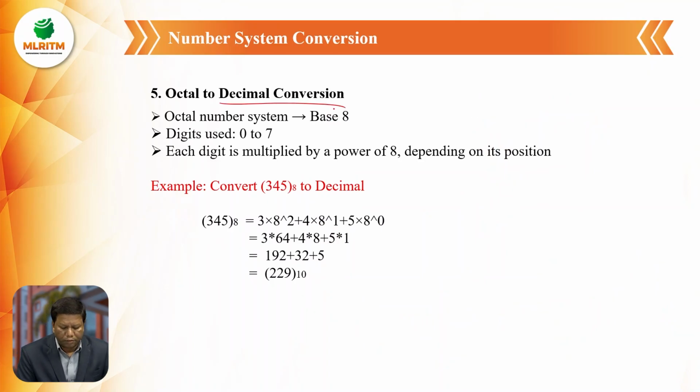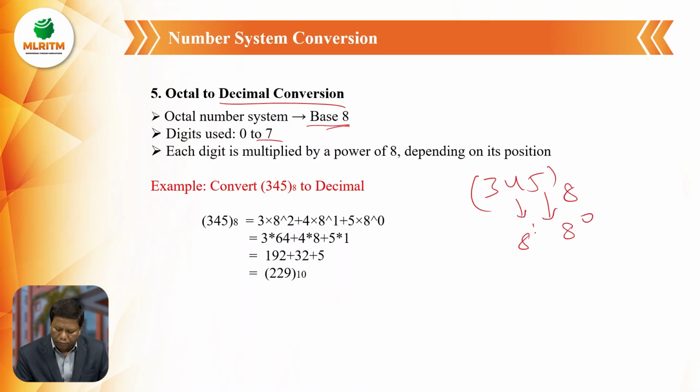Octal to decimal conversion. Base is 8. The digits we can use are 0 to 7. Each digit is multiplied by a power of 8. 3 4 5 to the base 8, with 8 power 0, 8 power 1, 8 square. It's 3 into 8 square plus 4 into 8 power 1 plus 5 into 8 power 0.